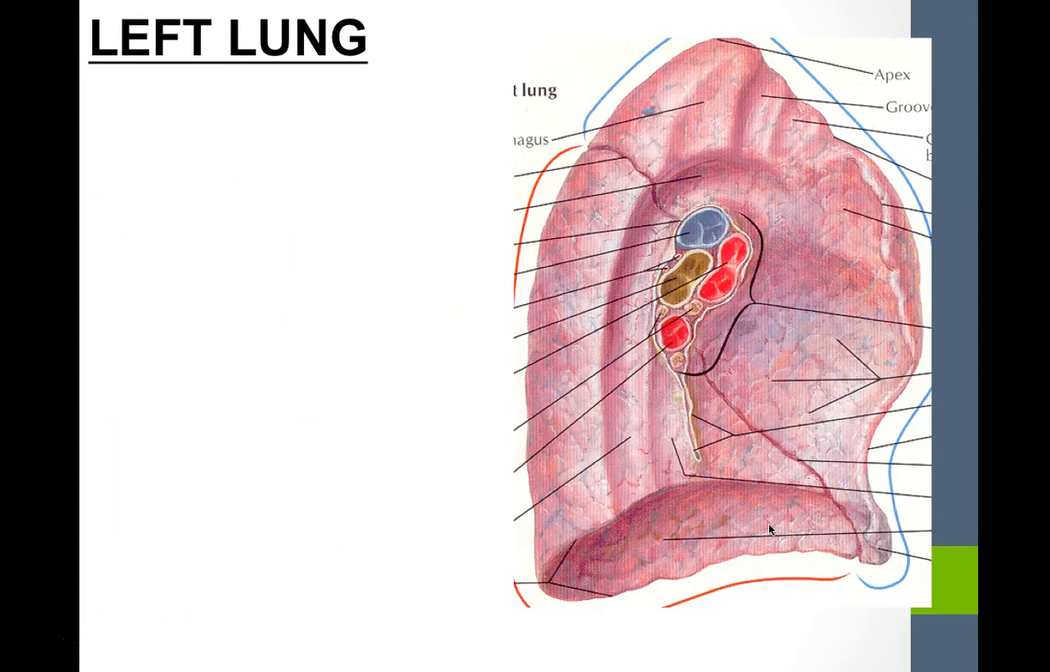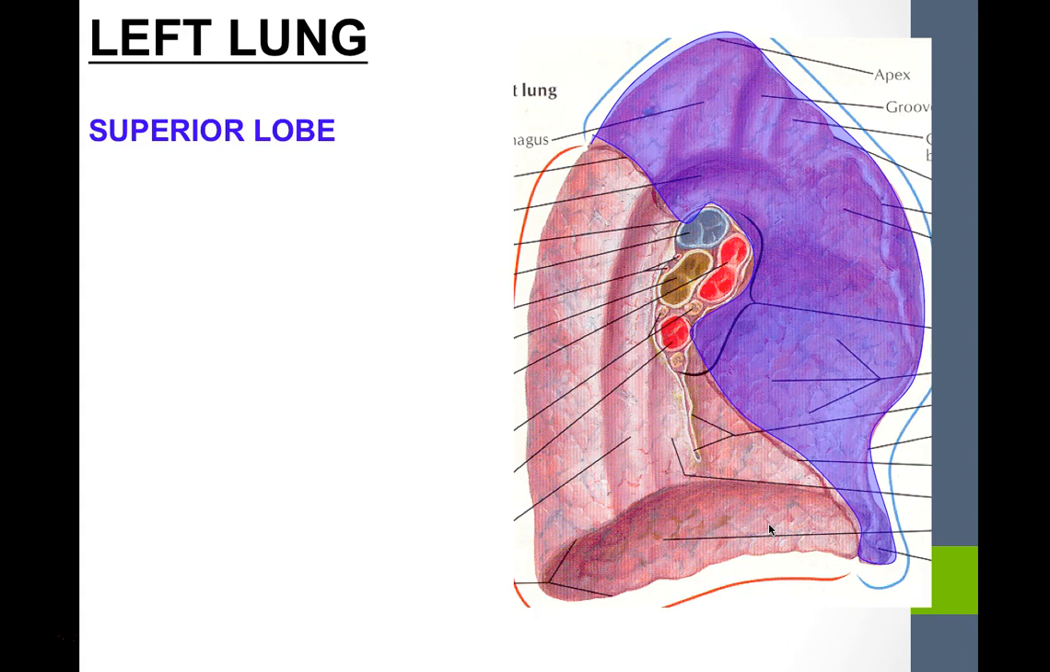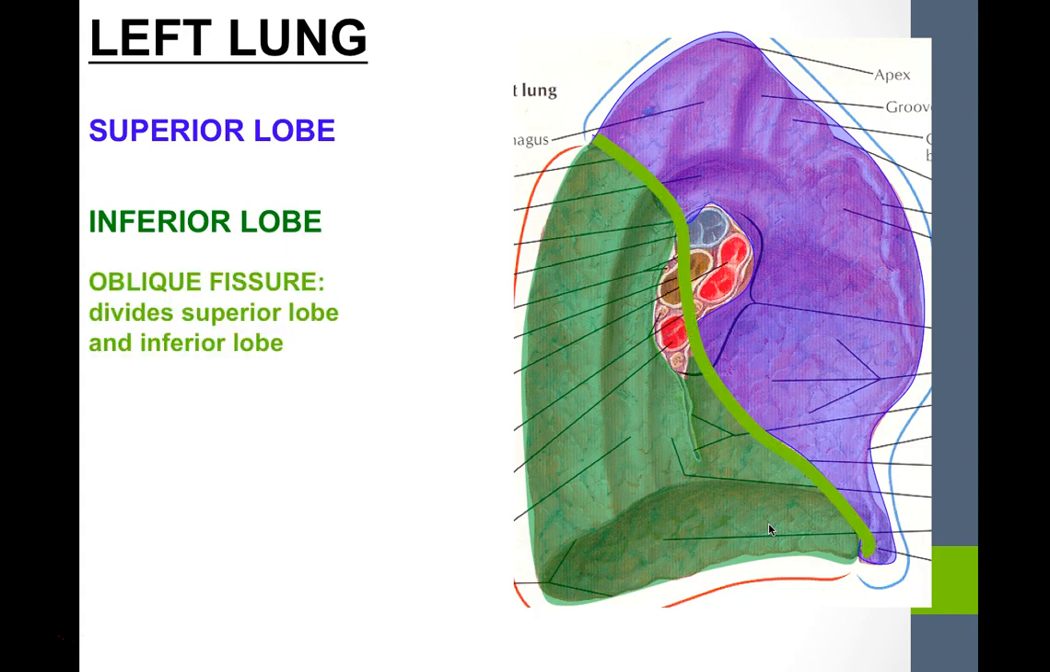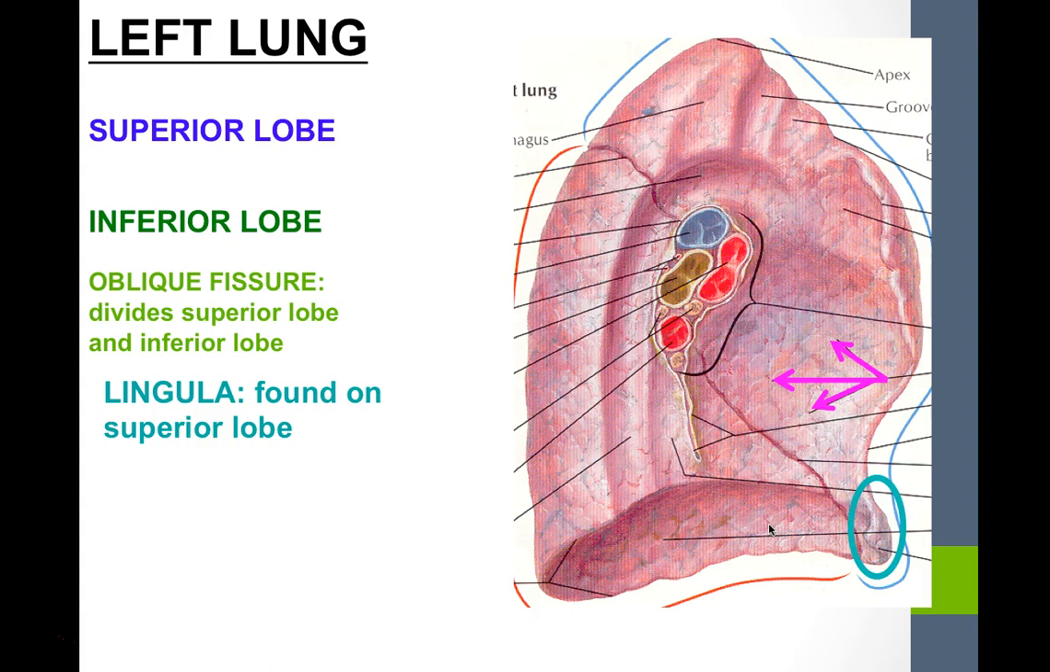Here is our left lung where we only have two lobes. This would be our superior or upper lobe, and this would be our inferior or lower lobe. These two lobes are separated by an oblique fissure. Remember, oblique means diagonal. And we have a couple of interesting structures here. First, I'll point out this teal colored one down in here. This is called your lingula, lingula meaning tongue, and this is found on the inferior aspect of your superior lobe. Anatomists speculate that this was a remnant of a middle lobe that was found on your left lung.